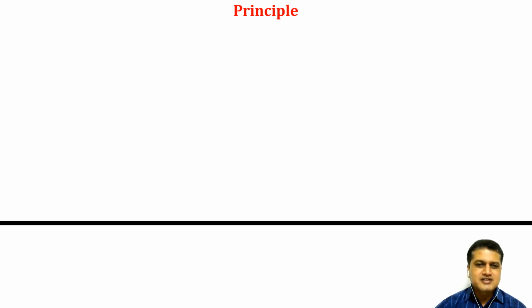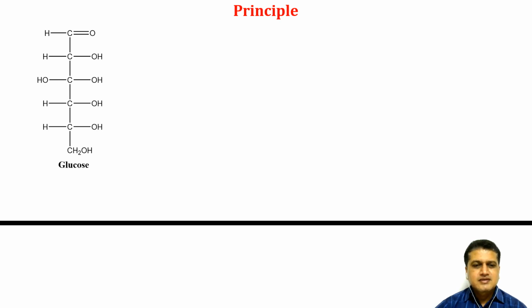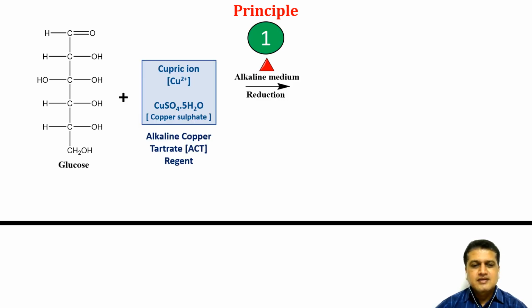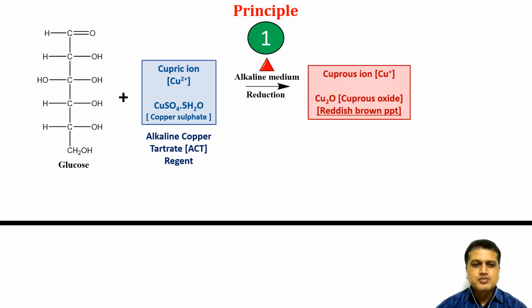First, let us understand the principle of Nelson-Somogyi's method. Glucose is an aldohexose sugar which can act as a reducing sugar. When glucose is boiled with an alkaline copper tartrate reagent, the glucose reduces cupric ion to cuprous ion. The blue colored copper sulfate of alkaline copper tartrate reagent is reduced to reddish brown precipitates of cuprous oxide.